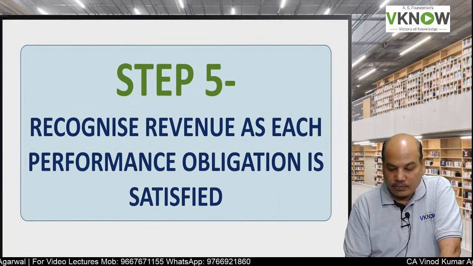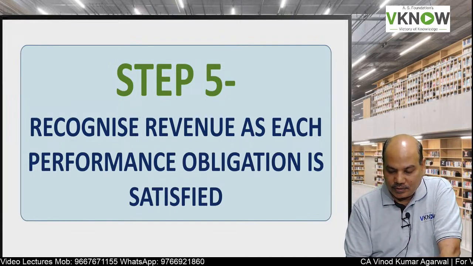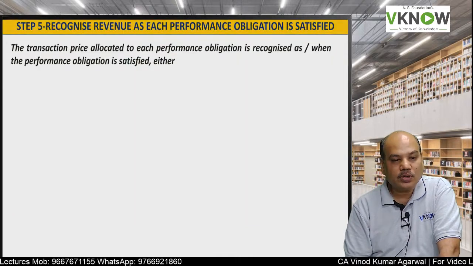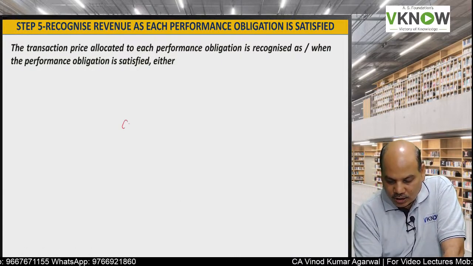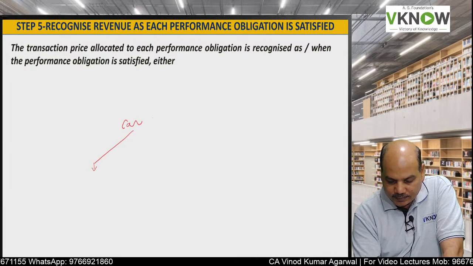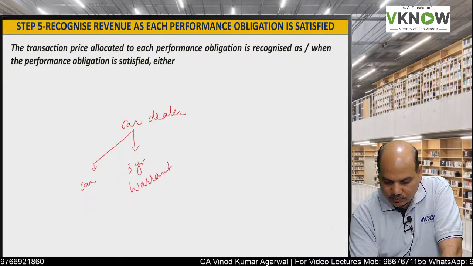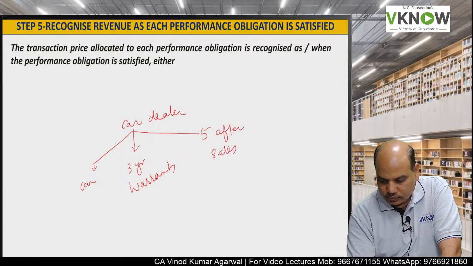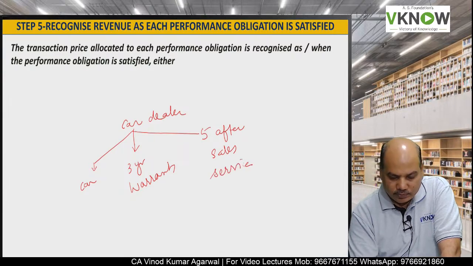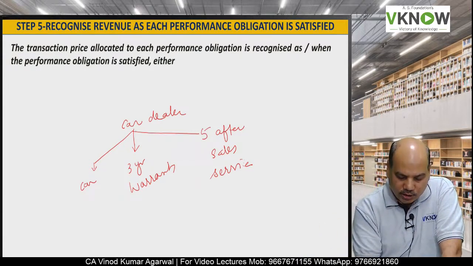Now the last step is recognize revenue as each performance obligation is satisfied. So depending upon what that performance obligation is, the revenue will be recognized. So a car dealer will sell a car, 3-year warranty, 5 after sale services. So there are 3 performance obligations. You have to first allocate the transaction price over the 3 performance obligations.